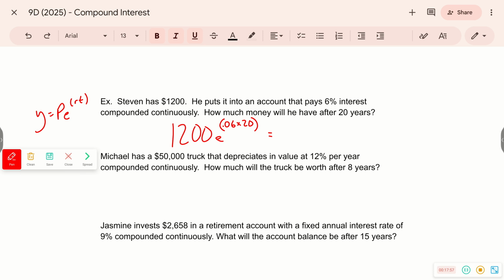So we have 1,200 times e, raised to the power of 0.06 times 20. We should end up with 3984.14.